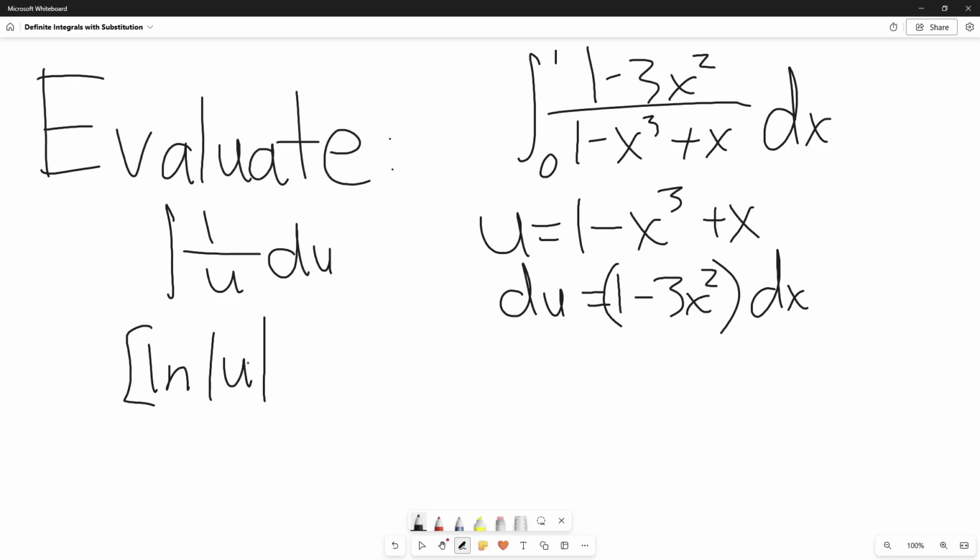And to find our bounds, as always, we plug the lower bound into x for u, which is 1 minus 0 plus 0, which is 1. And the upper bound is 1 minus 1 plus 1, which is also 1. So whenever you have bounds that are the same, the answer is just going to be 0, because you find one thing and you subtract the same thing from that. So your answer is going to be 0. That's the final answer.